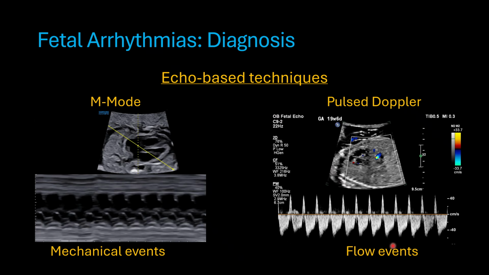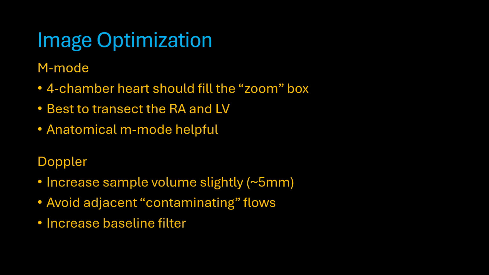displayed waveforms. Okay, so let's talk about optimizing your images for this assessment. And so for M mode, you want to make sure that you're using a 4-chamber view, and you want the heart to fill the zoom box. You're going to zoom in on the heart to get the tightest picture around the heart so that you can get the best M mode tracing.